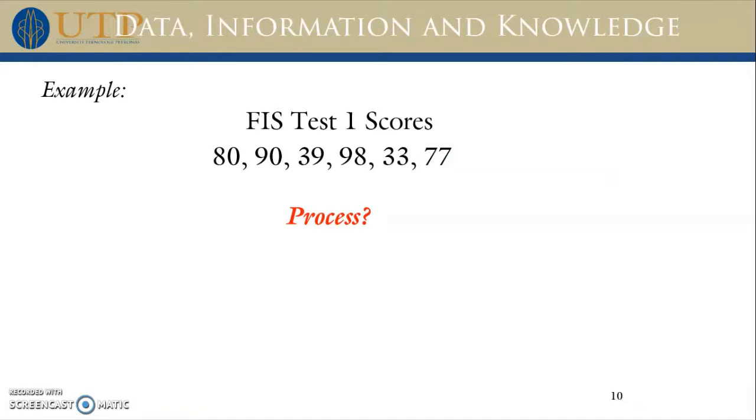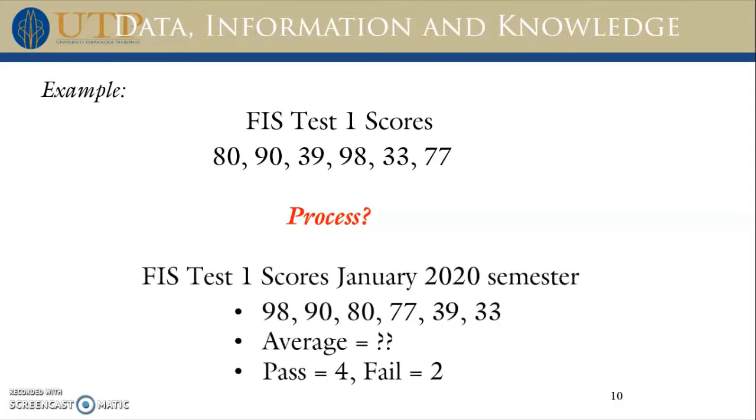Okay, going back to this series of numbers. In order to transform these numbers into information, you need to put this data into some form of process, right? Initially, the numbers are the test scores for this class, Fundamental of IS test scores. We converted this data into information. Okay, so as you can see, the test scores have been sorted descendingly from the highest to the lowest, as in the first point.